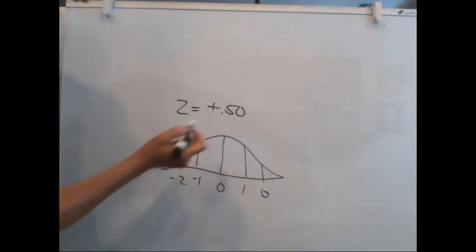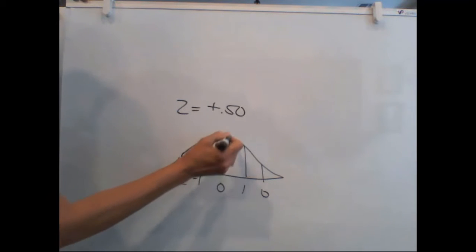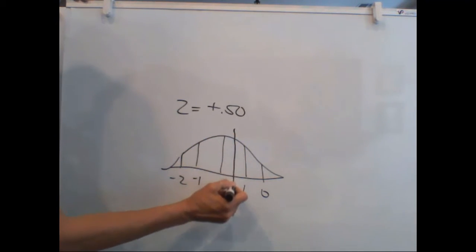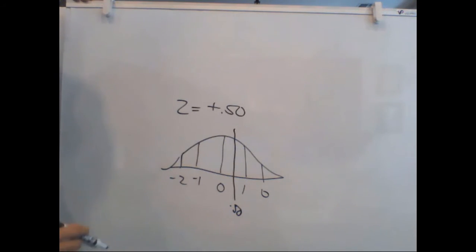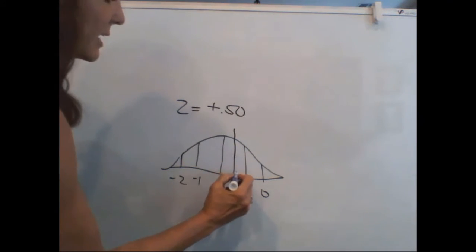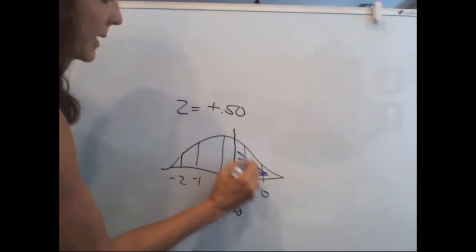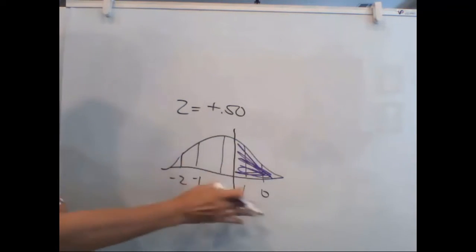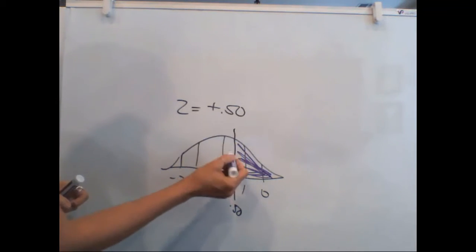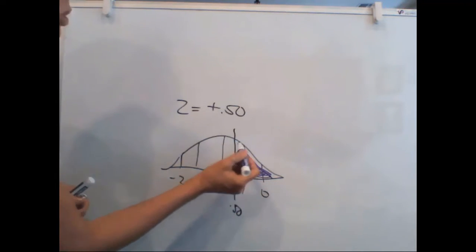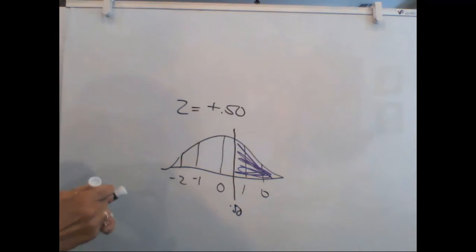I locate my z-score of positive 0.50. It's halfway between 0 and 1. Is that correct? So positive 0.50 is there. And we were being asked to find all of the scores greater than this particular z-score. So I'm going to go ahead and shade this in. And now I'm going to have to figure out which column I'm going to be using. Column B, C, or D? Well, basically I'm looking for everything in the tail region. So that should give you a bit of a clue as to what column we're going to be using. Let's take a look.